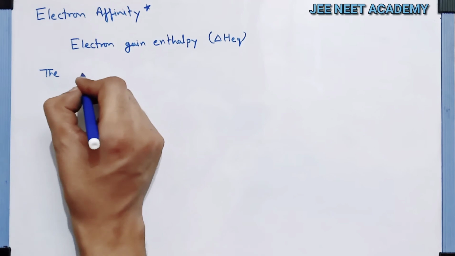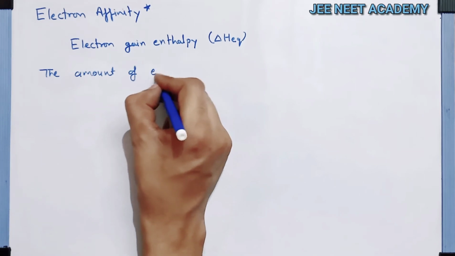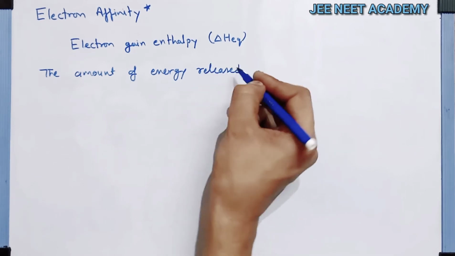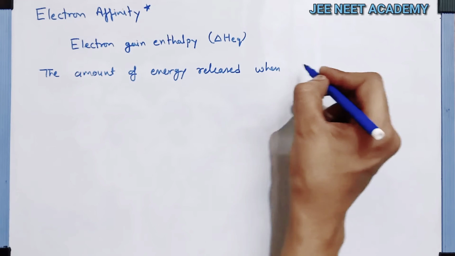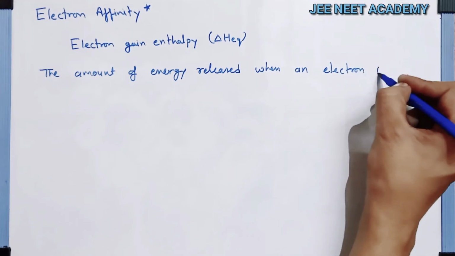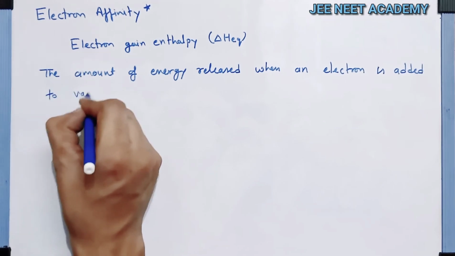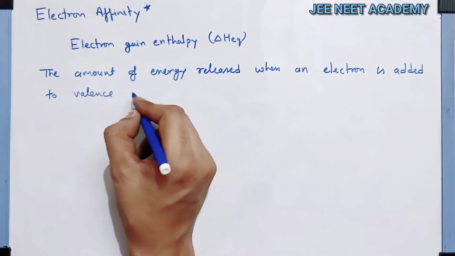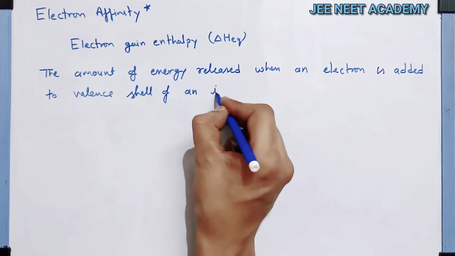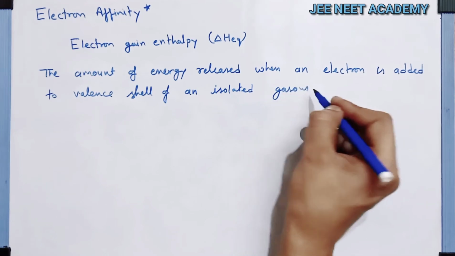The amount of energy released when an electron is added to the valence shell of an isolated gaseous atom.